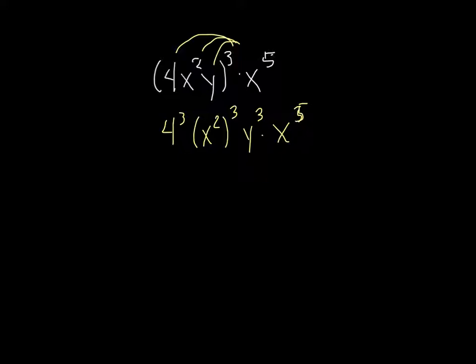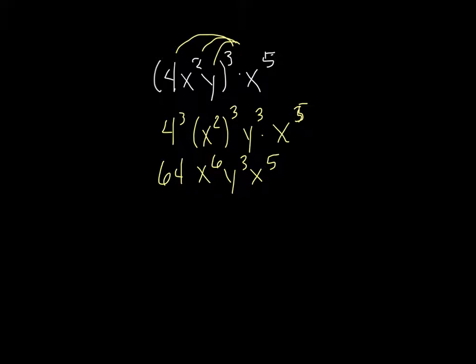Okay, now I look at this as being a whole new problem, and I see that I have this being raised to another exponent. So remember, I'm going to multiply those exponents. 4 to the 3rd, by the way, is 64, and then I get x to the 2 times 3 is 6, y to the 3rd, x to the 5th.